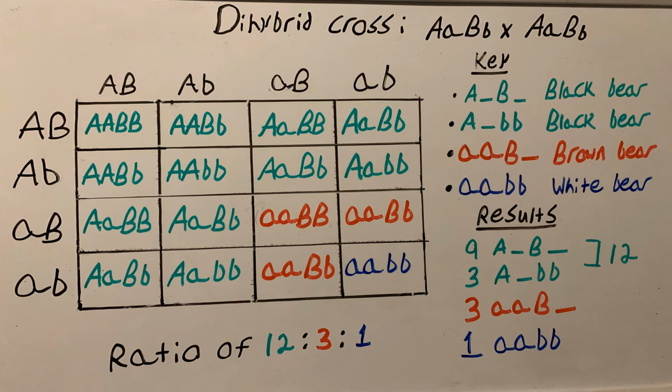Now, when we examine the cross, we observe that black bears are in green and would make up 12 of the possible 16 phenotypes resulting from this cross. We then see that brown bears, which are less likely due to the prominence of a dominant A, are in red and only make up 3 of the possible 16 phenotypes. Lastly, we observe that the white bears are in blue, and the least likely because they need all recessive alleles, which when we do the cross out is why they make up only one of the 16 potential phenotypes. The ratio for this dihybrid cross is 12 to 3 to 1.